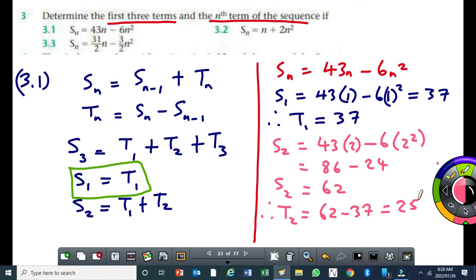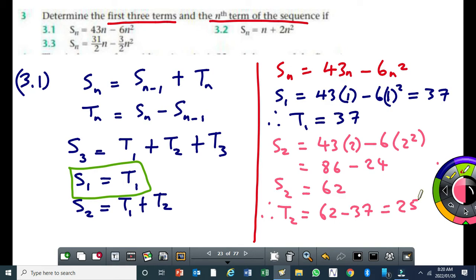Now, also when n is more than 1, it represents the sum of terms, or rather the number of terms that were added. So if I say S2, it means we added what? 2 terms. If I say S3, we added what? 3 terms.